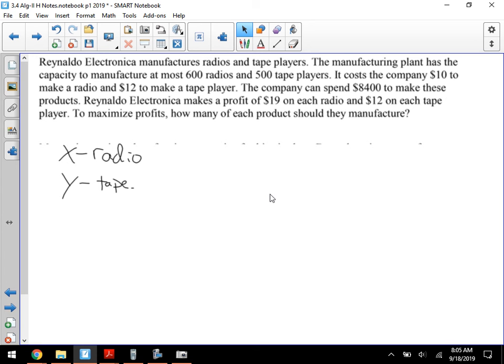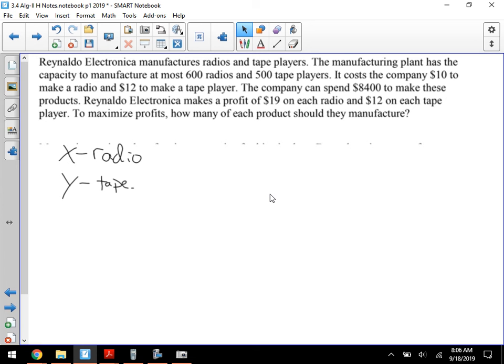Again, here, they have the capacity to make at most 600 radios and at most 500 tape decks. It costs the company $10 to make a radio and $12 to make a tape player. The company can spend $8,400 to make these products. They make a profit of $19 on each radio and $12 on each tape player. In order to maximize their profits, how many of each should they manufacture?